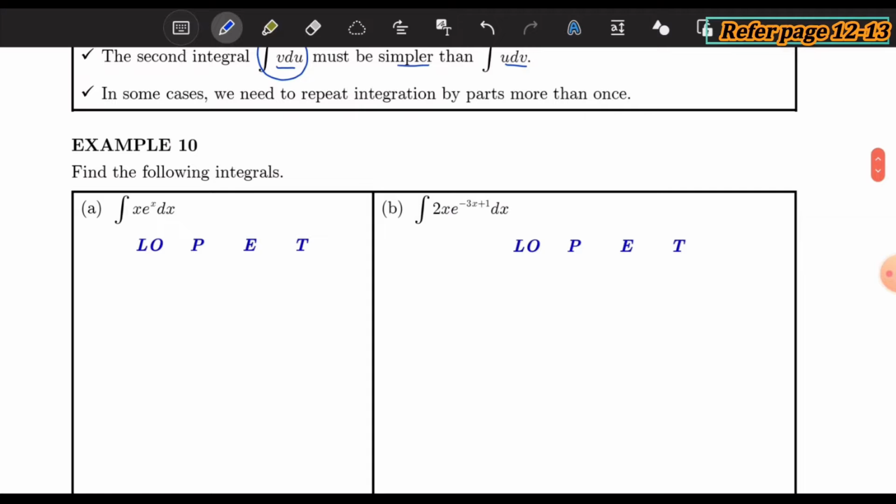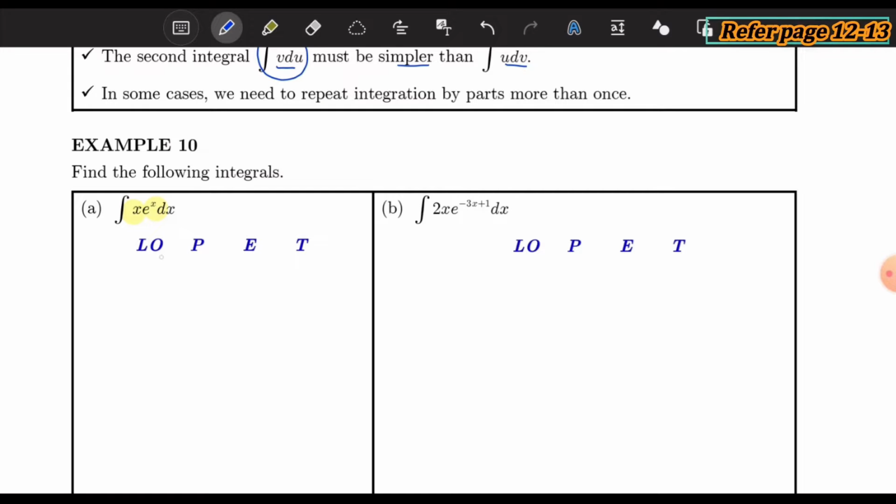So we go to example number 10. Find the following integrals. If you look at the given function, we have x. x is a polynomial and exponent is an exponential function. Usually, we will use the by parts method if both functions are from different families. Okay, so now for integration by parts, we need to choose u. Look at the priority to choose u here.